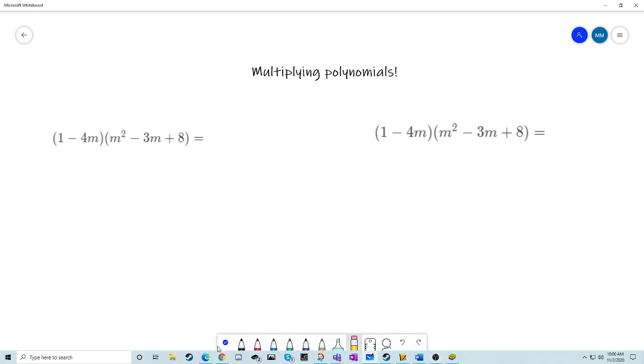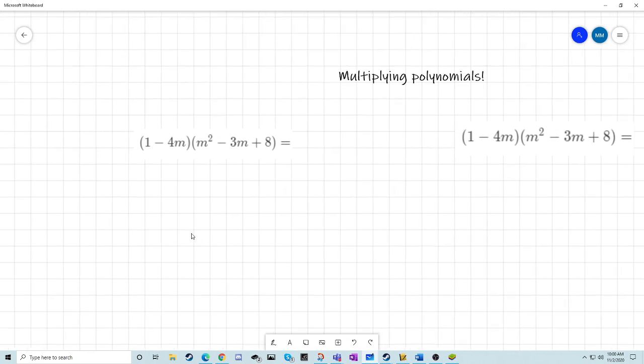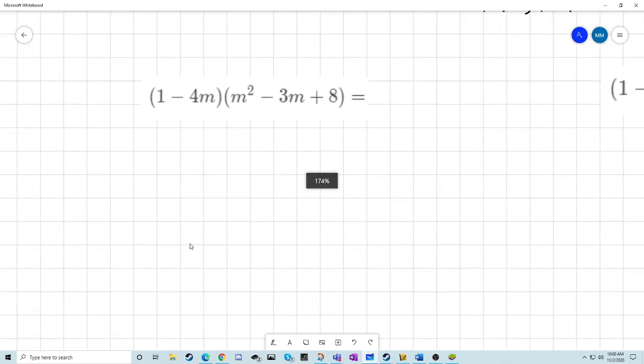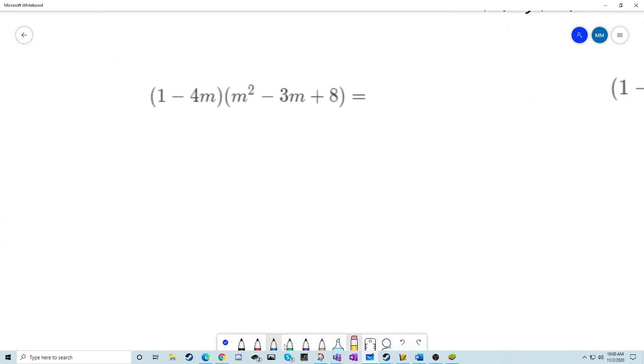This is multiplying polynomials, and I'm going to show you two ways of doing this. So the first way is distributing. It's just like we did before with a 2 by 2, except now you can do it with more terms. If you take that first number and multiply it by everything in the second factor, that'll get you the first part, and then you can do the 4m times everything afterwards.